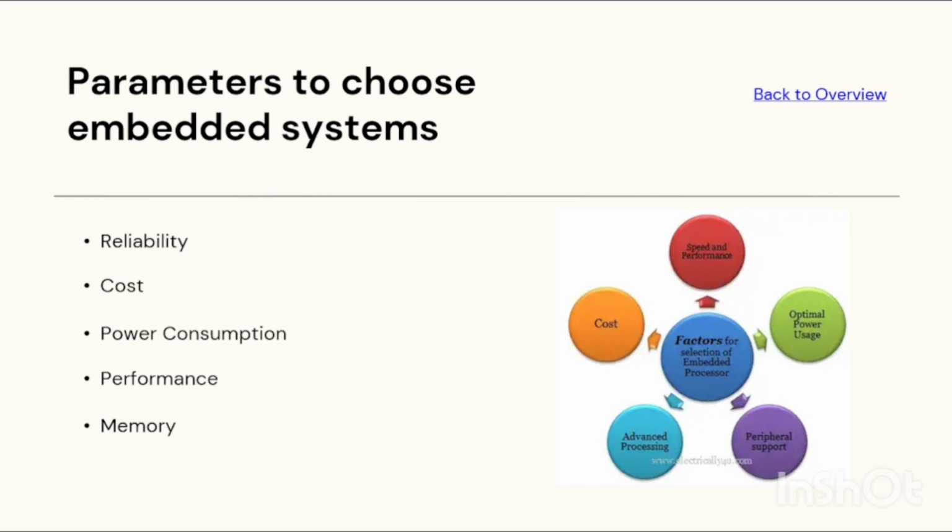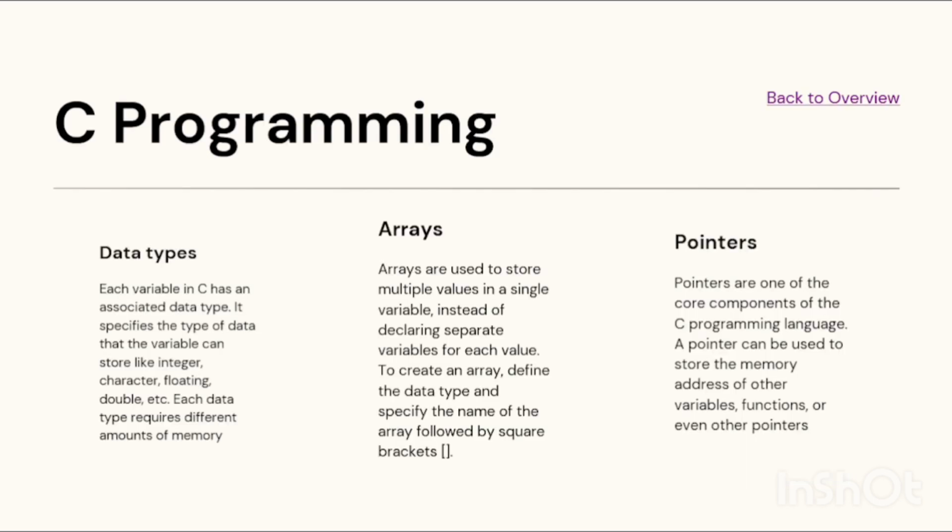First we can see the cost, speed and performance, optimal power usage, then peripheral support, advanced processing, and then C programming. The basic things of C programming, as we saw earlier, are data types, arrays, and pointers. These three topics you have to know. Each variable in C has an associated data type. It specifies the type of data the variable can store, like integer, character, float, double. Each data type requires a different amount of memory.